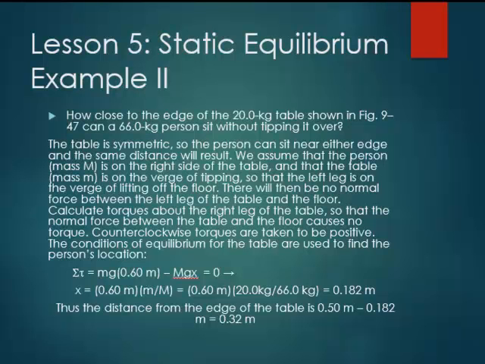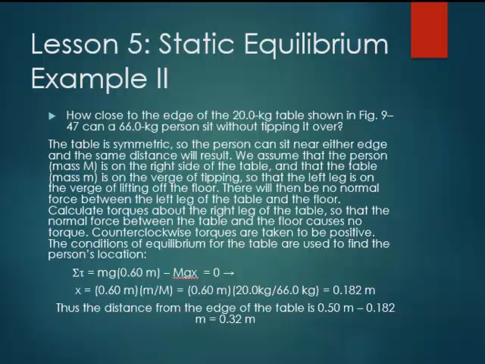So you're going to want to calculate the torques about the right leg of the table so that the normal force between the table and the floor causes no torque. And that's the key here. Again, if it's in equilibrium, there's no net torque, there's no rotation involved. Remember, whenever you're solving an equilibrium problem, you pick a point of rotation as your axis, in this case the right leg. So counterclockwise torques are taken to be positive. Again, with all rotational problems, you have to set a specific direction for positive and negative.